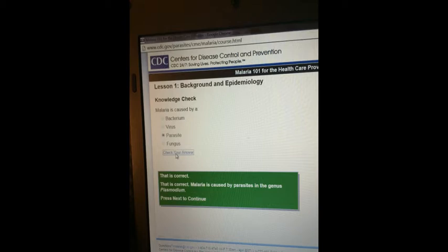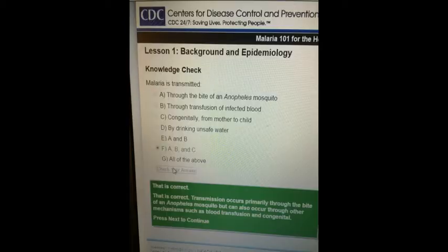Malaria is caused by, the answer for that is C. Parasites. Malaria is transmitted, the answer for that is F. A. Through the bite of an anopheles mosquito. B. Through a transfusion of infected blood. And C. Congenitally from mother to child.